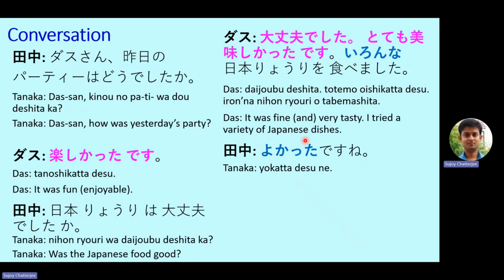よかったですね. That means that's good. So now it's not いいですね. It's because this is something of the past. The birthday party has already happened the previous day. So he cannot say "いいですね." So it sounds a bit odd.